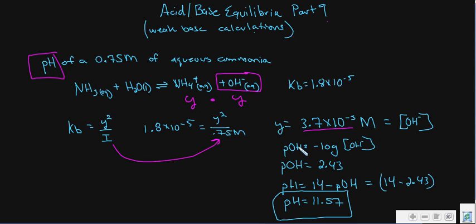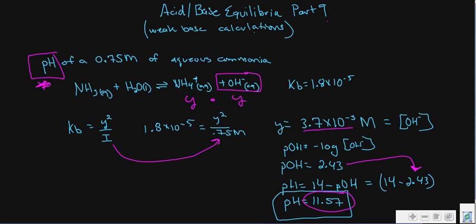So I can figure out my pOH from that by taking the negative log of my hydroxide ion concentration. My pOH equals 2.43. But the question asked for pH, right? And we learned that pH plus pOH equals 14, because it's a 14 scale. So we can rearrange that to say pH equals 14 minus pOH. I simply subtract my pOH from 14, and that gives me my pH. So my pH is 11.57.